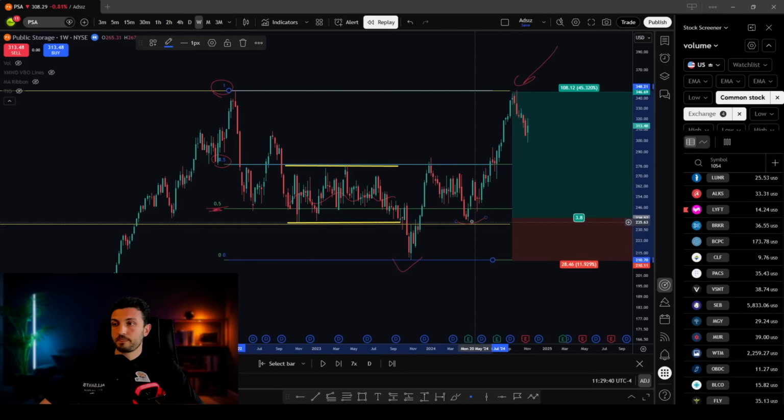Since we are above the main 0.5 level of our major range, we can comfortably target higher levels, first this 0.5 level and the high of our range. Let me clean the chart. I want to show you one more thing.